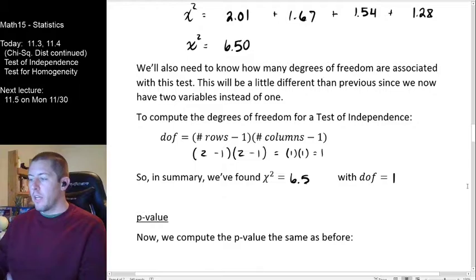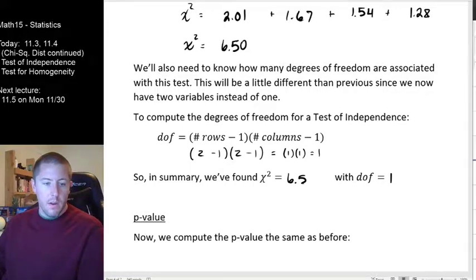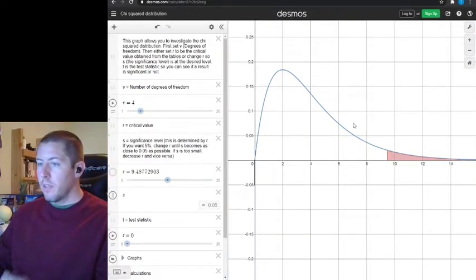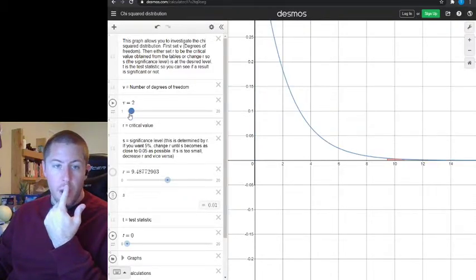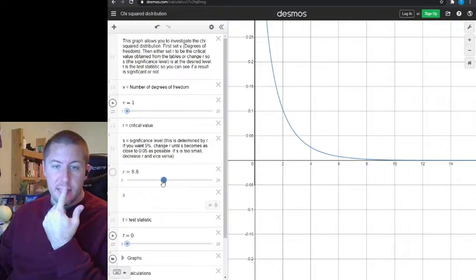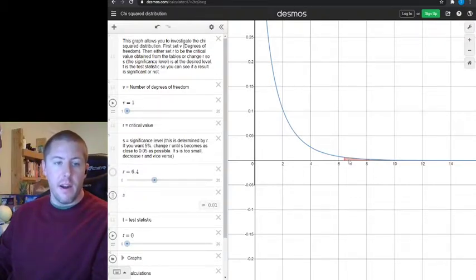So let's go ahead and look here in our graph to see where this lands. What do we expect to be getting for a p-value here? If I go over here, we could take a look at this graph. I'm going to take my number of degrees of freedom to 1. And what we can see is that getting a test statistic of, there we go, 6.5 right there, it's going to leave me with a pretty small amount of area in the tail, right? It looks like a very small p-value. The p-value is in red. My test statistic is sitting there at 6.5.